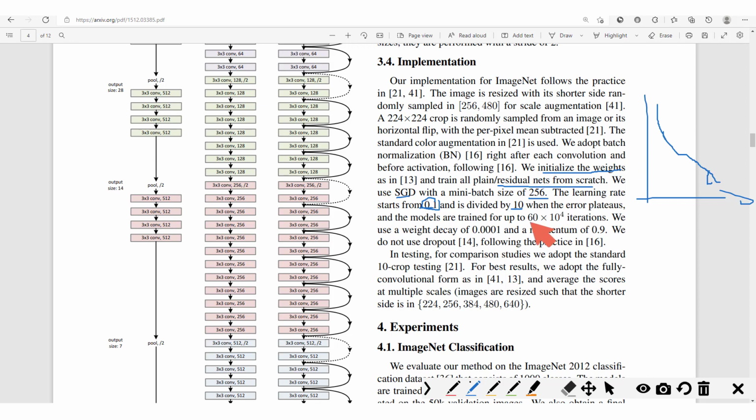Now that said, this is for over 60 times 10 to the 4 iterations, where decay and momentum are used, and there is no use of dropout. So again, in testing here we have different scales which are used and averaged. So we pass the image at these different scales, and then the average scores are recorded.